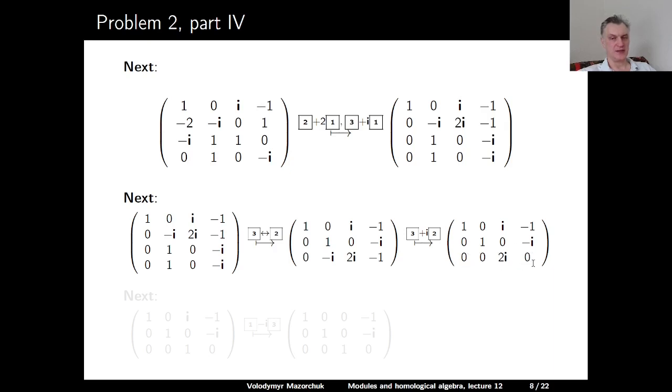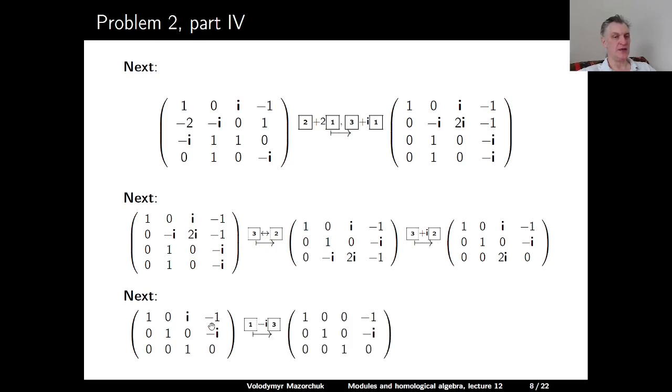And we get the matrix 1, 0, i, minus 1, 0, 1, 0, minus i, 0, 0, 2i, 0. Now we divide the third row by 2i to make the number at the position 3, 3 equal to 1. And now we use this 1 to kill this i in position 1, 3. So we simply subtract i times the third row from the first row. And we have the final matrix 1, 0, 0, minus 1, 0, 1, 0, minus i, 0, 0, 1, 0.